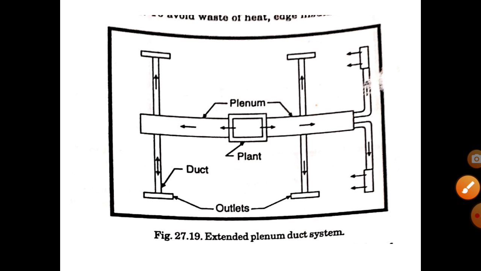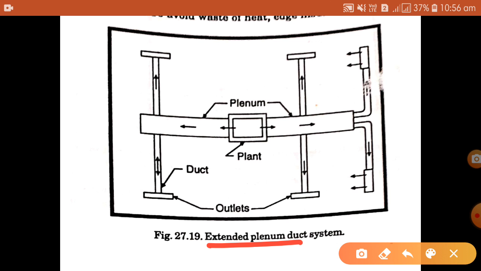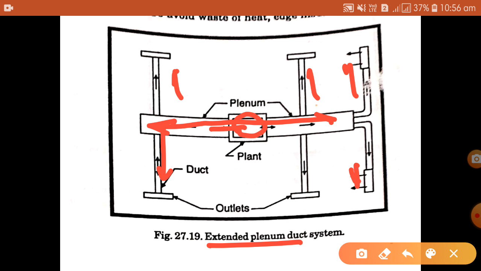Now next is the extended plenum. Again, this is a horizontal arrangement of the plenum, and this is the plant from which the conditioned air comes to your plenum, and from that plenum it is sent to your different rooms. This is the arrangement of the extended plenum duct system. So these are the three different arrangements for your ducts.